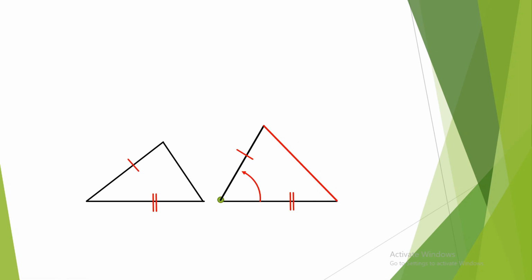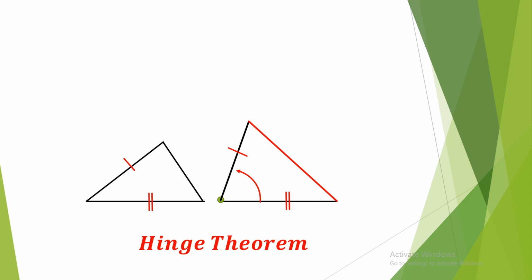Because as you can see here, as the measure of the included angle increases or decreases, the opposite side also increases or decreases. And that is based on the hinge theorem.